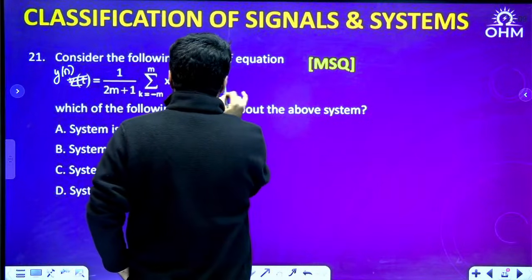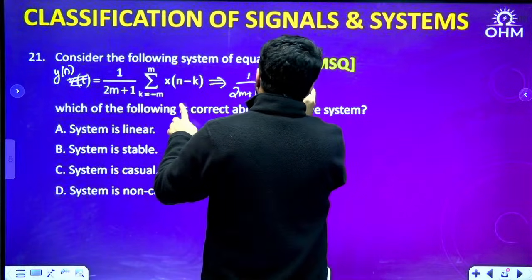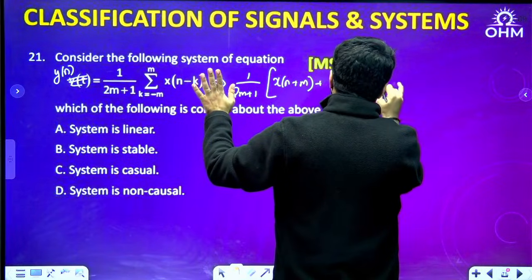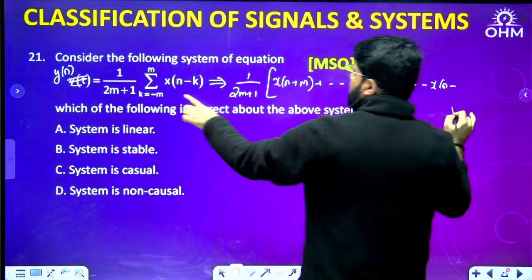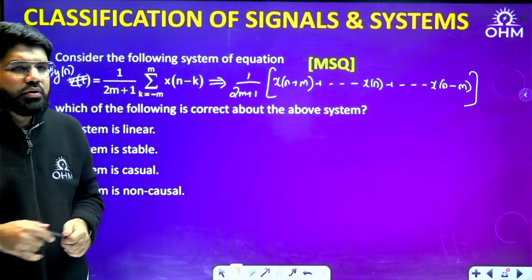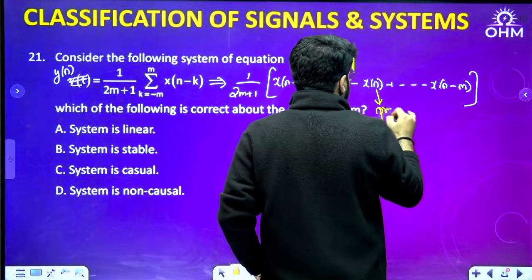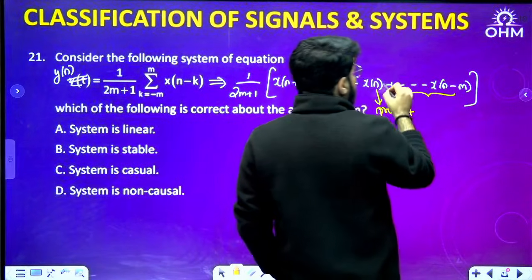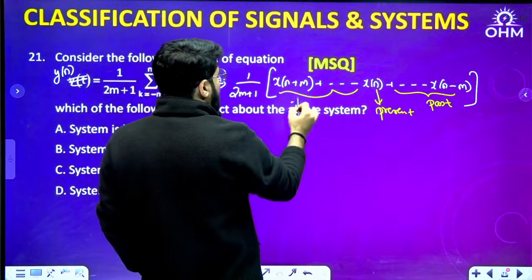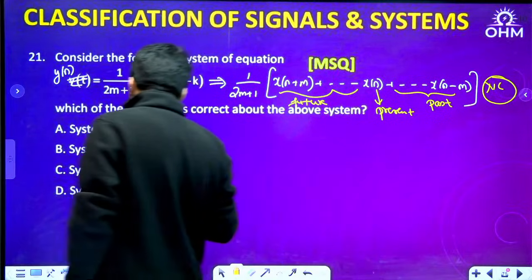If I just expand the summation, 1 upon 2m plus 1, k equal to minus m gives x of n plus m. In between minus m to m, 0 will come, so you will get x of n, and then at k equal to m, x of n minus m. I have just opened the summation. You are calculating output at n, where the present value of the input is also required. All the values n minus 1 up to n minus m will be past, but on the left side n plus 1 up to n plus m, all these will be future. So it is non-causal. It is for sure non-causal.